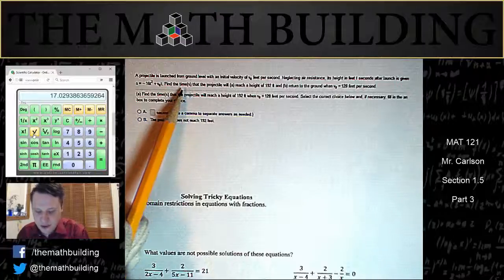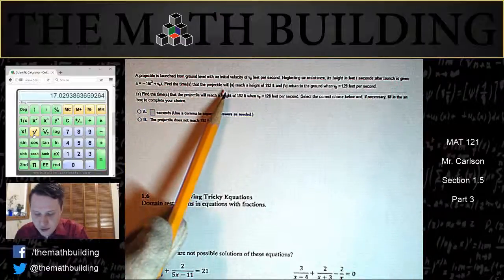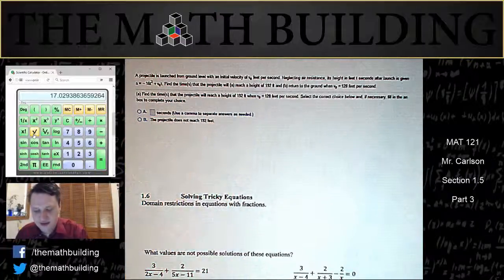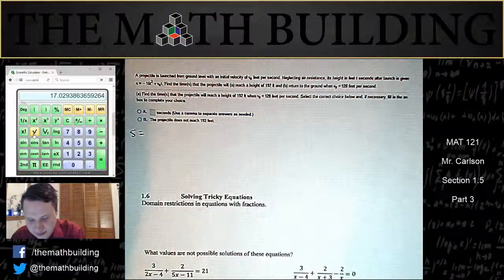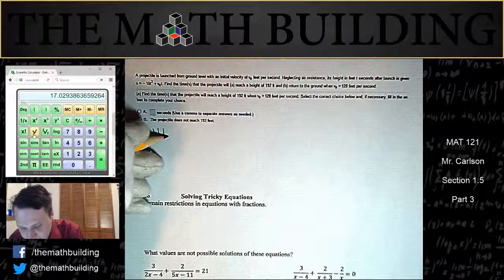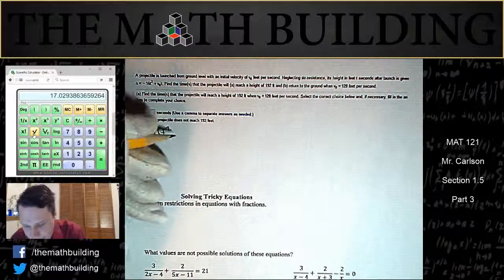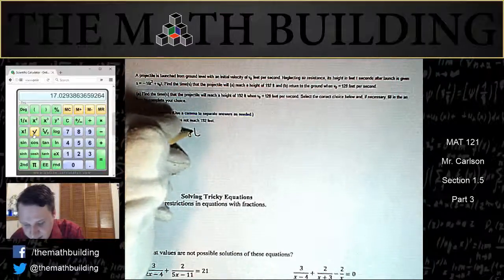Let's do this one part at a time. Find the time that the projectile will reach a height of 192. So our formula is S, which represents height, is equal to negative 16 t squared plus the initial velocity times t.